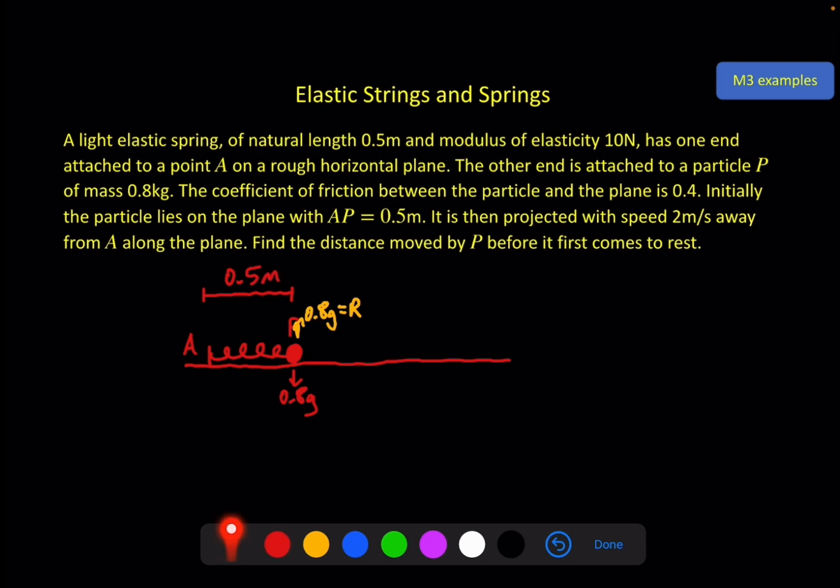Okay, back to the question. It is then projected with speed 2 meters a second away from A along the plane. So it's being projected this way with 2 meters per second. Find the distance moved by P before it first comes to rest. So as it comes along, the spring stretches and eventually it comes to rest, let's say here, with an extension, this, and that is also the distance travelled, so that's the amount we want as our final answer.